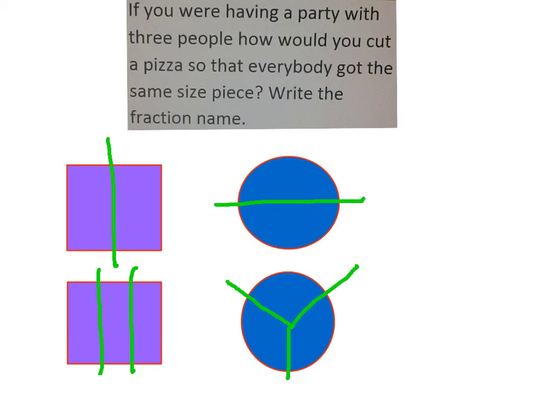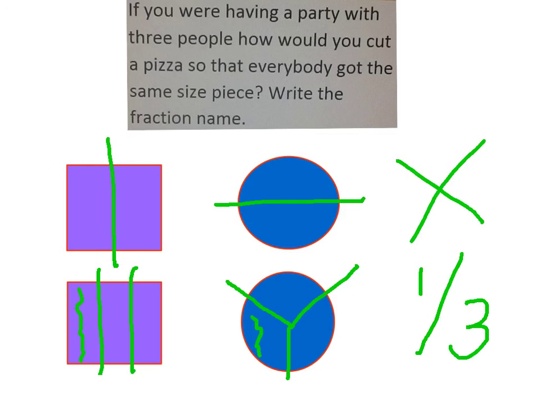So the first 2 are examples of what we're not doing when we want to make thirds. At the bottom are 2 examples. And the name of this fraction, if we talk about one of those pieces, is 1 out of 3 pieces. And that's what 1/3 really means, 1 out of 3.